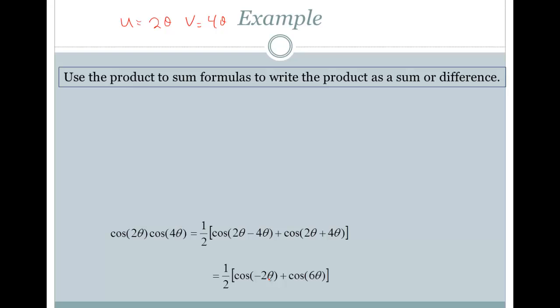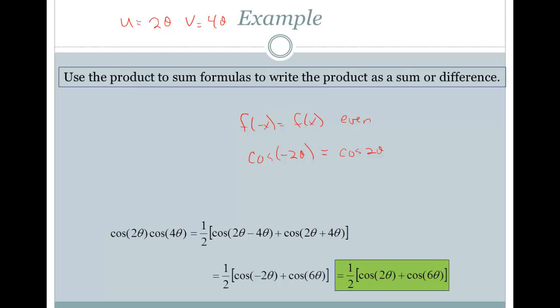Here, I should note that cosine is an even function. Even functions are those where f of negative x is equal to f of x. That's what it means to be even. So I can say that cosine of negative 2 theta, because cosine is an even function, is simply equal to cosine of 2 theta, and I can simplify that down like that. If I needed to, I could use double angles to reduce these down, but we don't need to go any further in this example.